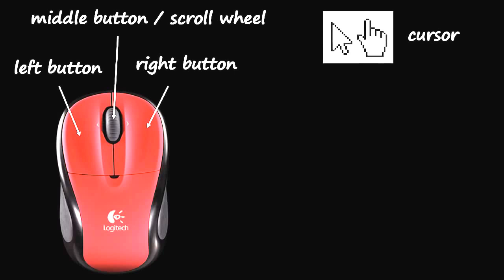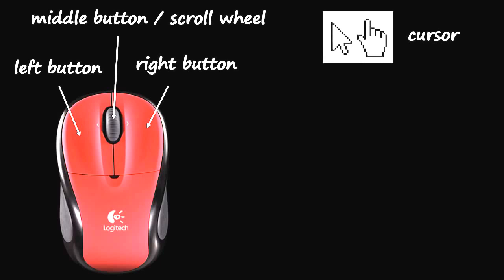And the typical mouse these days has 3 buttons, a left button, a right button, and a middle button, and the middle button on most mice these days doubles as a scroll wheel. So you could push it in to click that button, or you can actually roll the wheel up and down. By far, the most important button is the left mouse button. It's the one you'll be clicking the most.